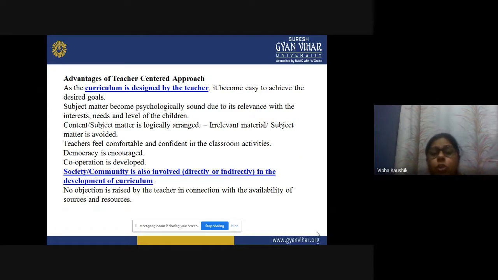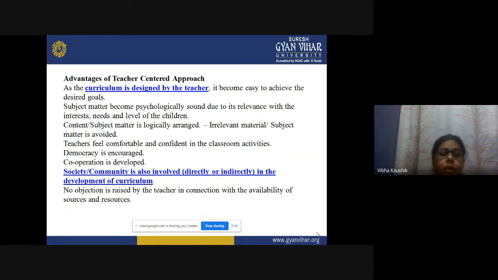Irrelevant material should not be included. For example, I am teaching you the teacher-centered approach and I start teaching you what a symposium is, what you understand by a seminar, what the concept of role play is, then that material will be called irrelevant material. Irrelevant subject matter is avoided. Teachers feel comfortable and confident in classroom activities. When the teacher is teaching with the teacher-centered approach, he is confident and comfortable also.